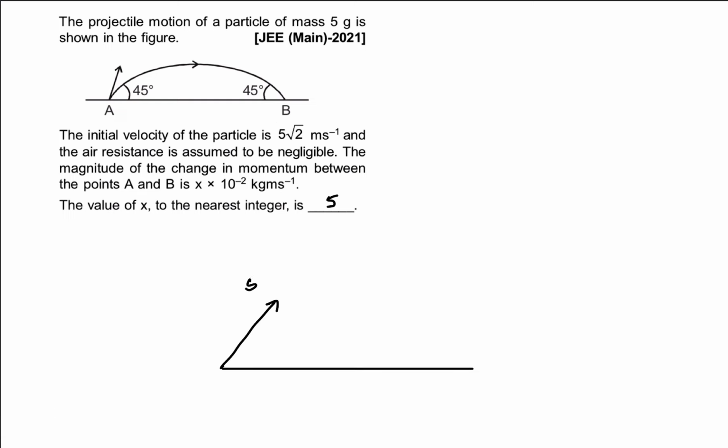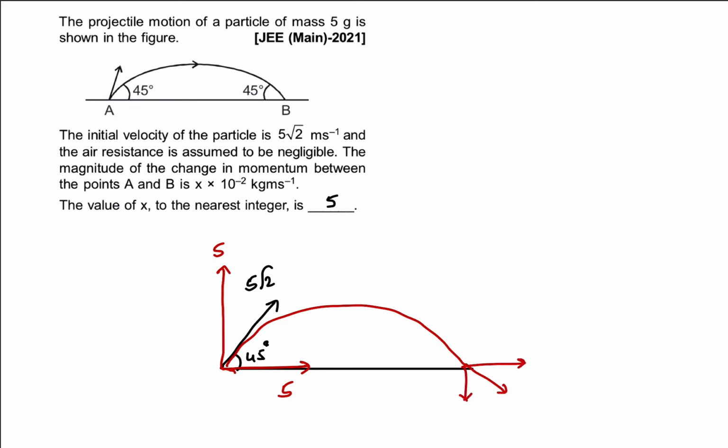While giving the important points I have given, it is 5 root 2 making angle 45 degrees. We can write it as this value is 5 and uy also 5 will get. Whenever it is hitting the ground, it will hit with the same velocity. So you can see 5 and here also 5 value will get. Okay, what is the change in momentum?